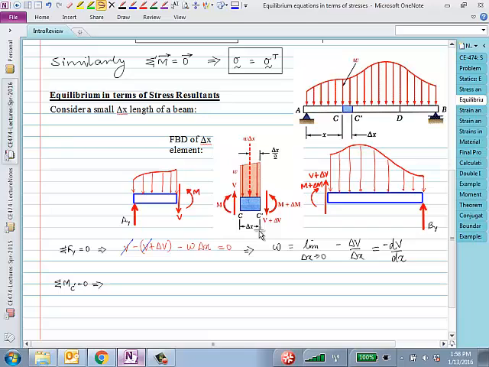All right, anybody want to give me the first term? How about this moment? Is this moment positive or negative about point C? Negative, all right, so we'll write that as minus M. This M plus delta M is positive, so M plus delta M. And what other moments do I need to account for? Okay, that's negative V times delta X.